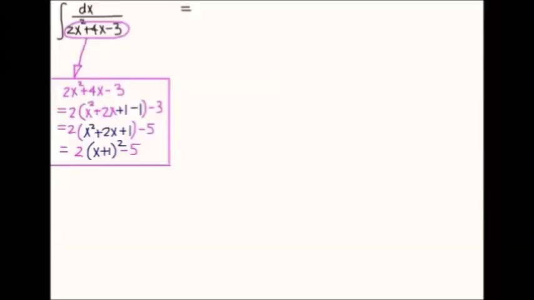We're now going to be doing a harder example using completing the square. We have the integration of dx divided by 2x squared plus 4x minus 3. Down in the box, we have our plus 1 subtracting 1 for completing the square, which gives us 2 times the quantity x plus 1 squared minus 5.